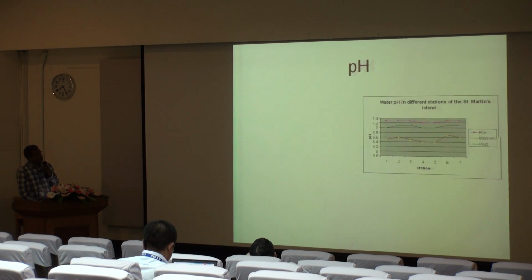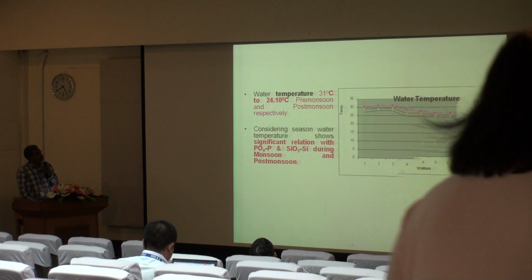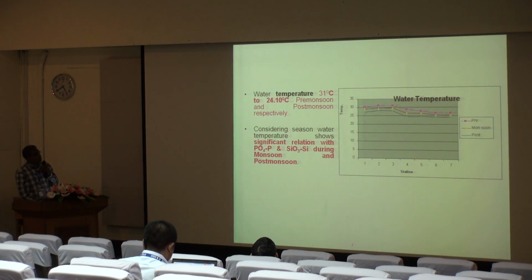Water temperature was 31 and 24.1 degrees Celsius in pre-monsoon and post-monsoon respectively. Considering the seasons, water temperature shows a significant relation with phosphate and silicate during monsoon and post-monsoon.